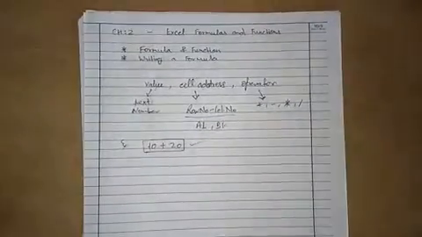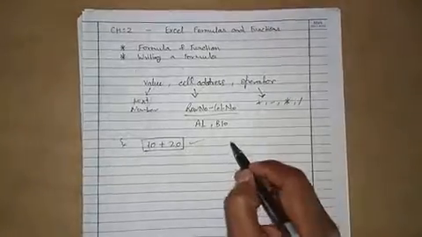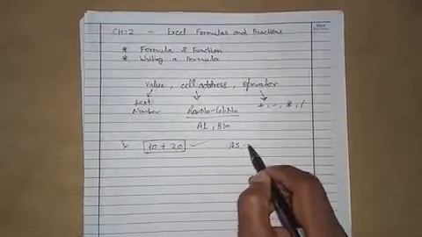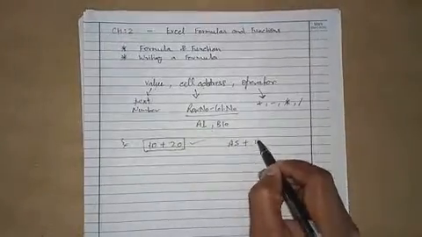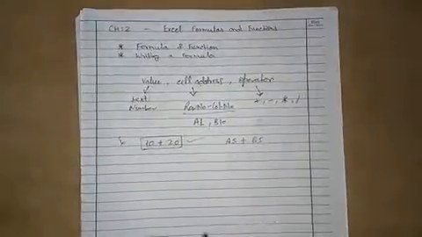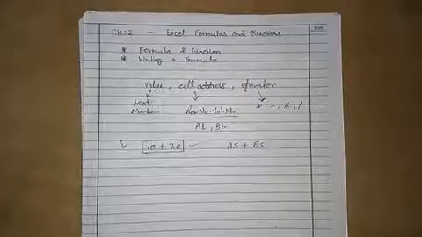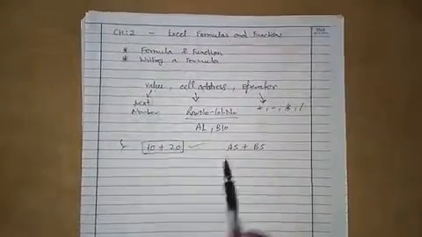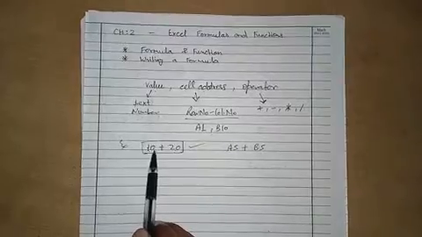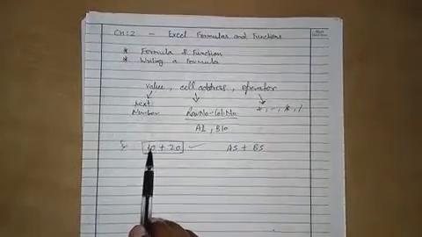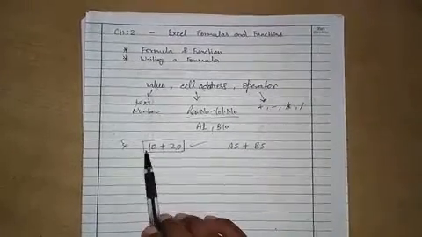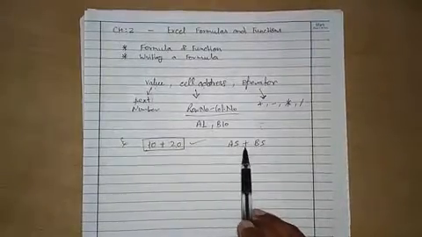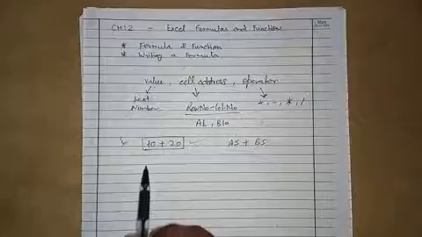One more thing here I am writing. If I am writing here A5 plus B5, this is also a formula. So if we want to make a formula, we have to make a sequence of values with an operator, or cell addresses with an operator.